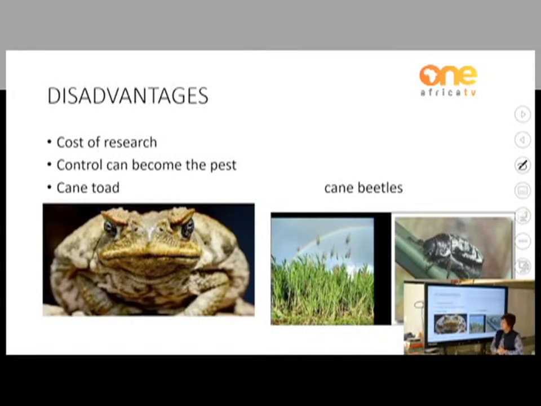Disadvantages is that it is very expensive to do the research. You have to take a long time and see exactly what your newly introduced biocontrol agent will do to the whole ecosystem. And it needs to be carefully monitored. So the control can become a pest.